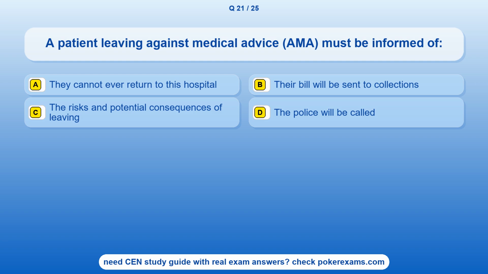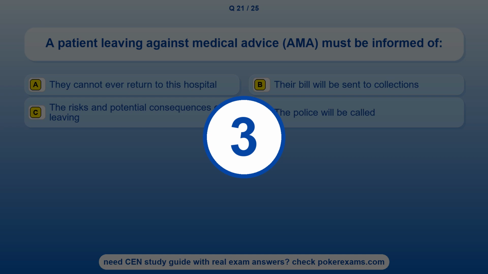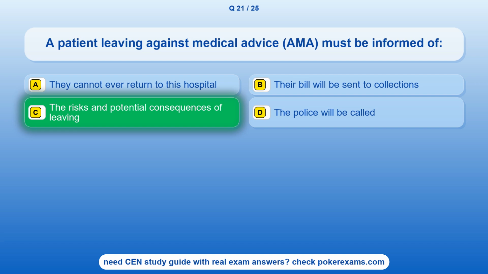Question 21. A patient leaving against medical advice, AMA, must be informed of option A. They cannot ever return to this hospital. Option B. Their bill will be sent to collections. Option C. The risks and potential consequences of leaving. Option D. The police will be called. The correct answer is option C. The risks and potential consequences of leaving.